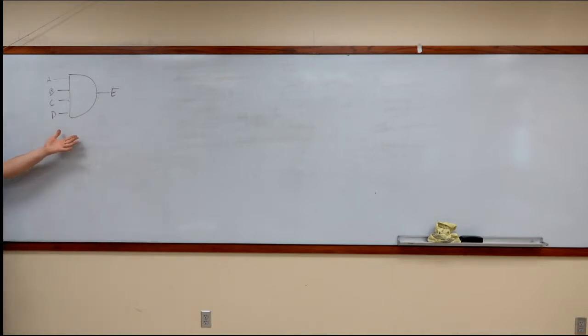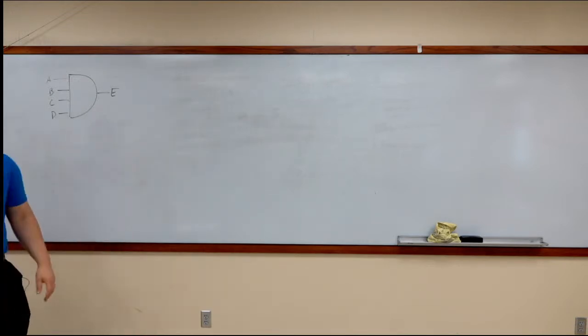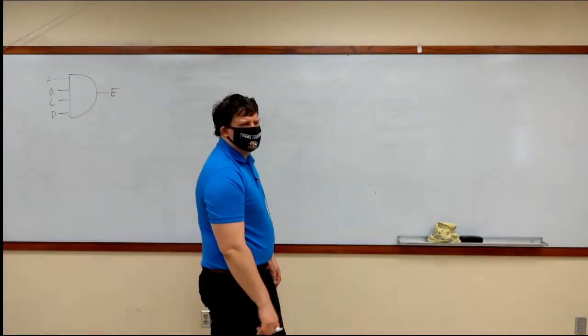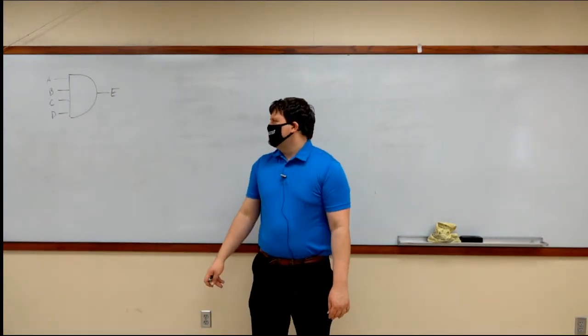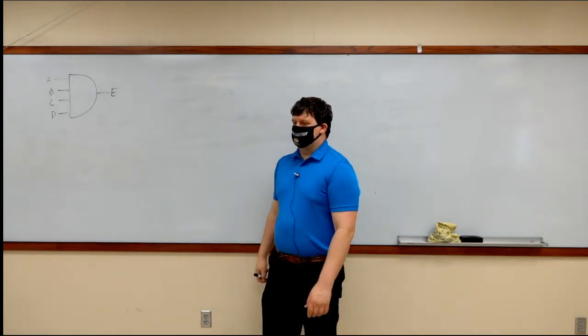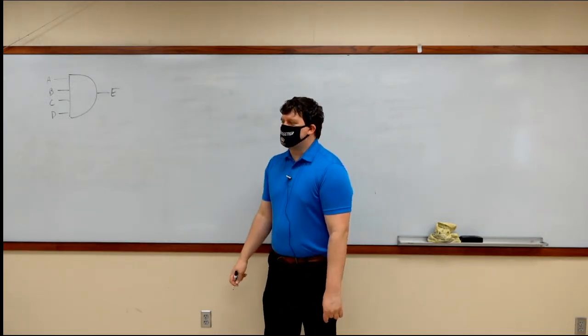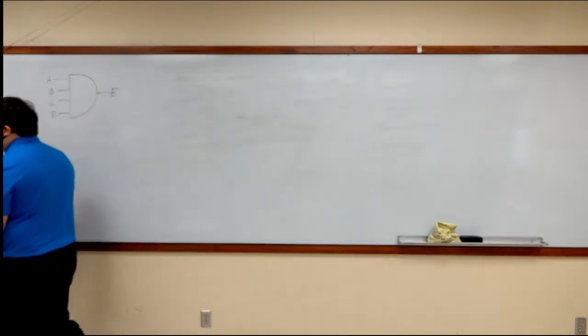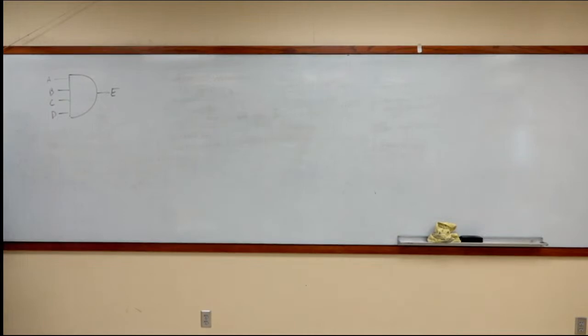There are AND gates that only have 3 inputs. There are AND gates that have 2 inputs. I believe there are actually AND gates that have 8 inputs too, but that's getting a little crazy. But we have this system, and we want to write a truth table for it, because we want to know how this system is going to behave based on how A, B, C, and D change.